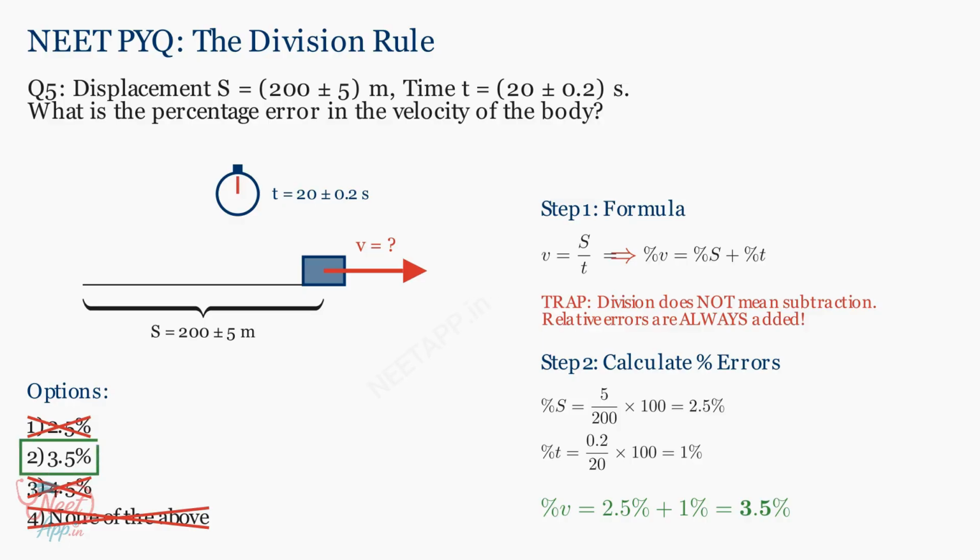And with that, you have officially mastered the highest yield PYQ concepts of Chapter 1, Units and Measurements. Review these traps, trust the NCERT rules, and I will see you in the next chapter.